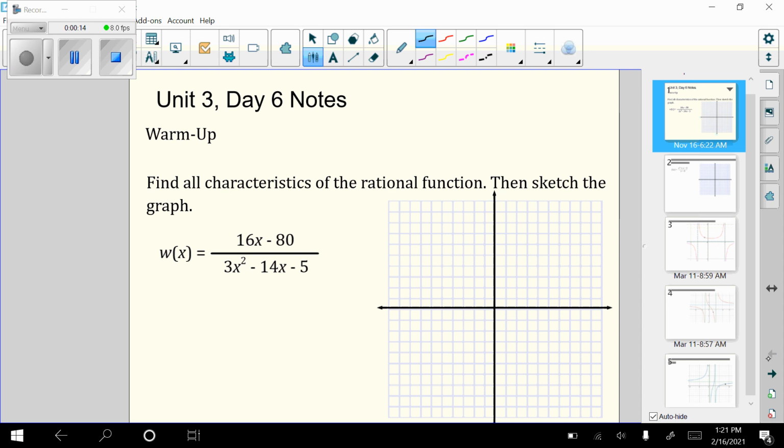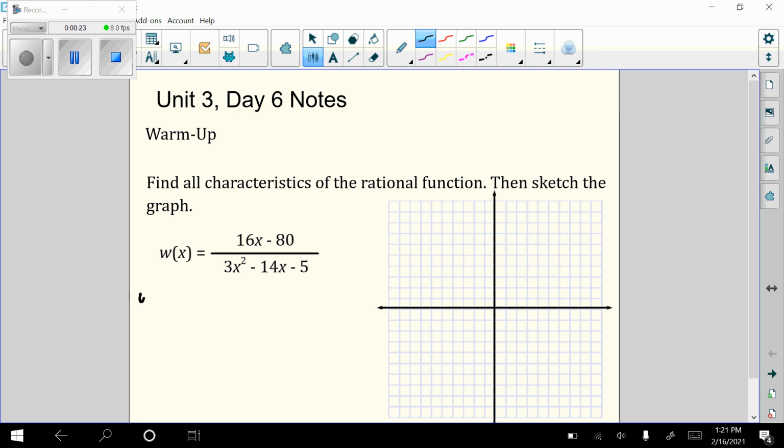So given the form, the numerator is linear, so it makes this a little bit easier. So the first thing I can do is find the y-intercept. When you do that, you evaluate the function when x is equal to 0. So w of 0 is going to be equal to negative 80 over negative 5, which is 16. So my y-intercept is going to be (0, 16), somewhere off my graph. I'll put it up here just for fun.